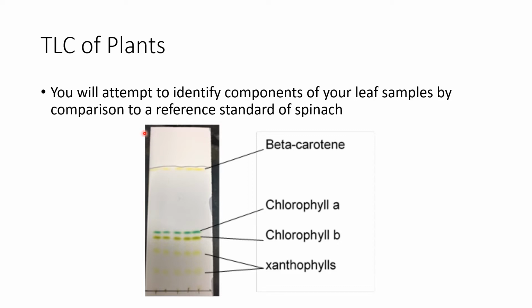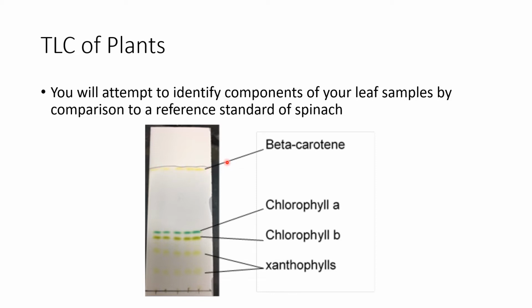So it is a TLC plate of spinach standard. This picture is from your lab manual showing you all the pigments that are extracted from the spinach sample. We already said the polar components will not move up as fast, so they will appear here, and beta carotene is the most nonpolar component in the mixture, so it will travel the fastest and be here.